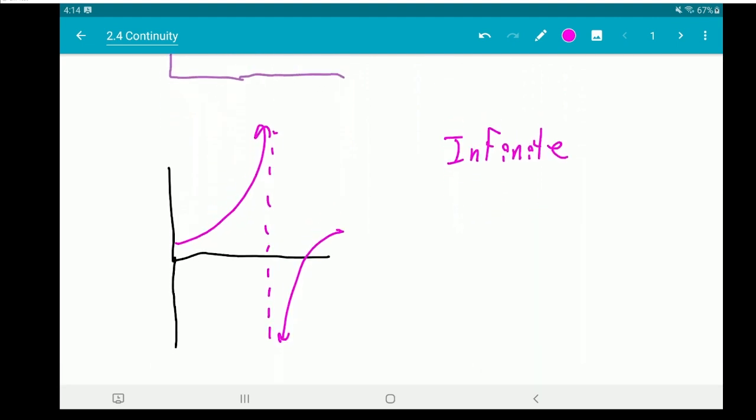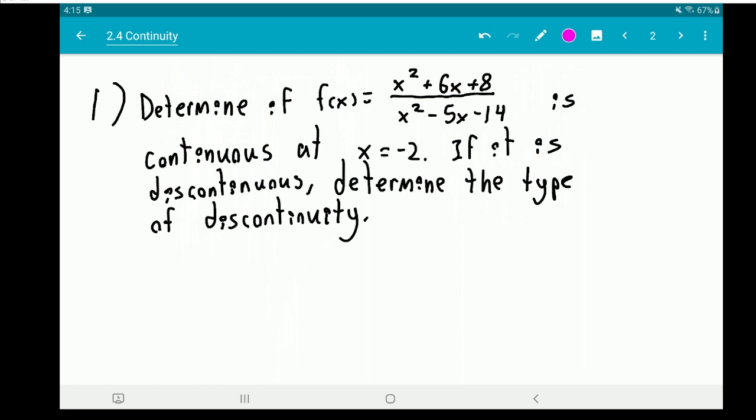How do you see this algebraically if you're working with problems? All right, so first problem is determine if this function f of x is continuous at a certain point. And it also says if it's not continuous, then determine the type of discontinuity. So not just decide if it's continuous or not, but actually figure out what kind of discontinuity it has.